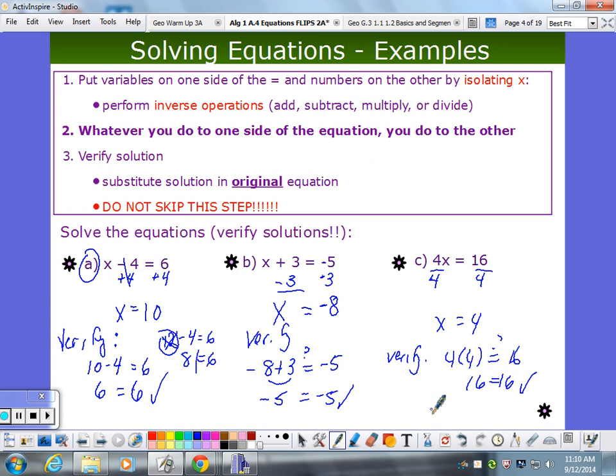Number compared to number. Now these are simple ones, right? We're starting simple to demonstrate process. Okay? We're demonstrating a process. These will get harder, but these are the steps I want to see. I want to see you doing all this and then verifying your solution.